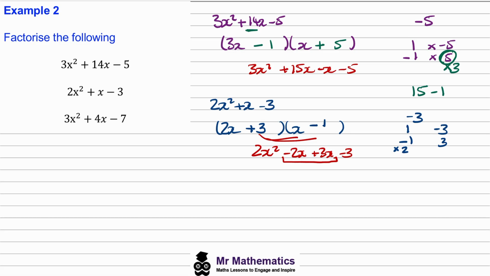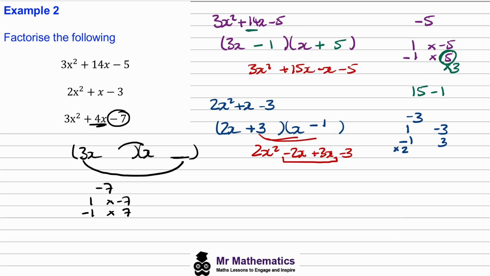Okay, so welcome back if you had a go. So we've got 2 brackets, 3x in one and x in the other. And then we need to look at the factors of a negative 7, which are 1 times negative 7 and negative 1 times positive 7. Now one of these numbers will go here, and we'll multiply it by the 3x. And then we'll add it to the other to give us the 4x.